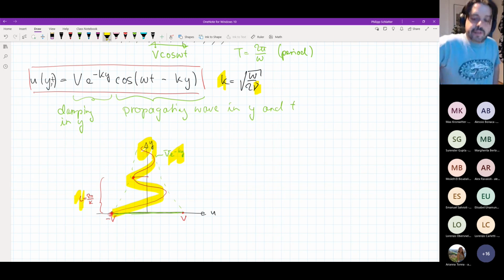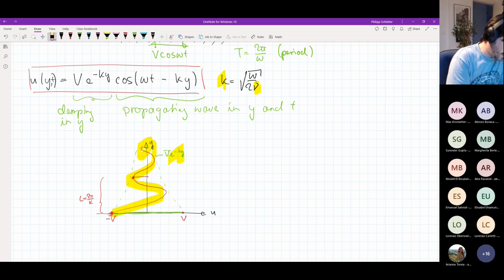Okay, so with this, I would like to close the topic of the two Stokes problems, and continue with the next topic, which is about boundary layers. Just take away this yellow stuff. Right.